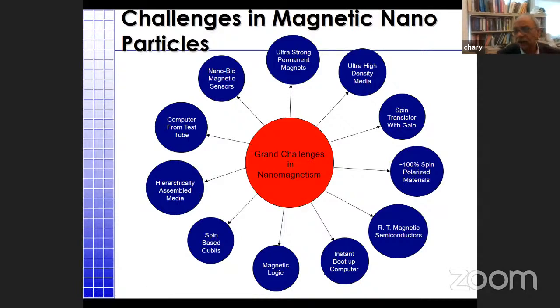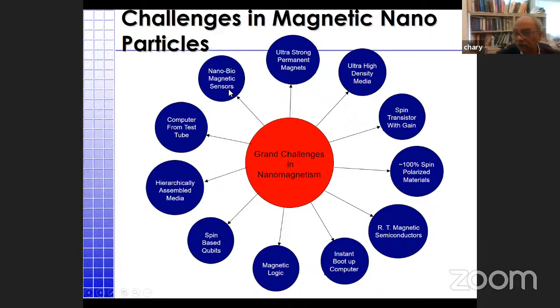I don't know if you know this or not. Recently, there is a lot of excitement in terms of making computers from DNA. The human DNA can be used in a test tube. By using the strands and the orientation of the DNA strands, we should be able to store and process the information. This is amazing. Similarly, nano biomagnetic sensors.